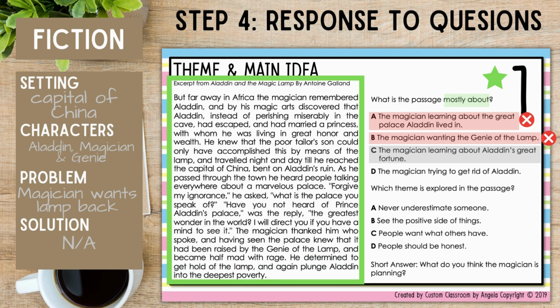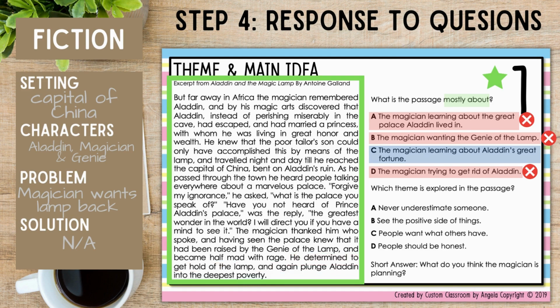C, the magician learning about Aladdin's great fortune. Well, this sounds possible because the passage does talk about Aladdin's fortune throughout the whole passage, but let's read the next one and come back. D, magician trying to get rid of Aladdin. So yes, this is part of the problem, which seems pretty important, but it's really only talked about at the end of the passage. So it is incorrect.